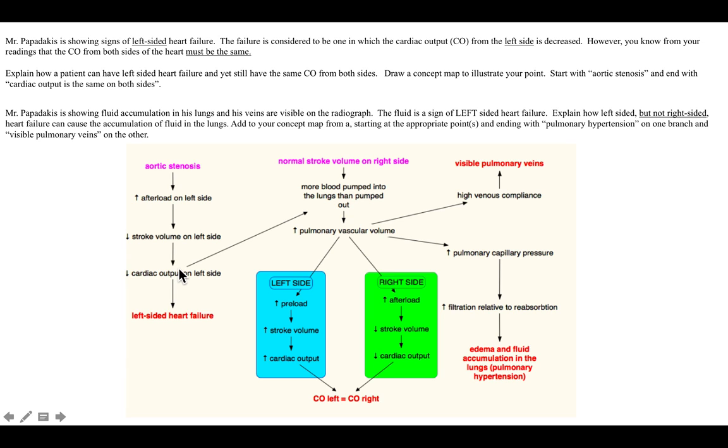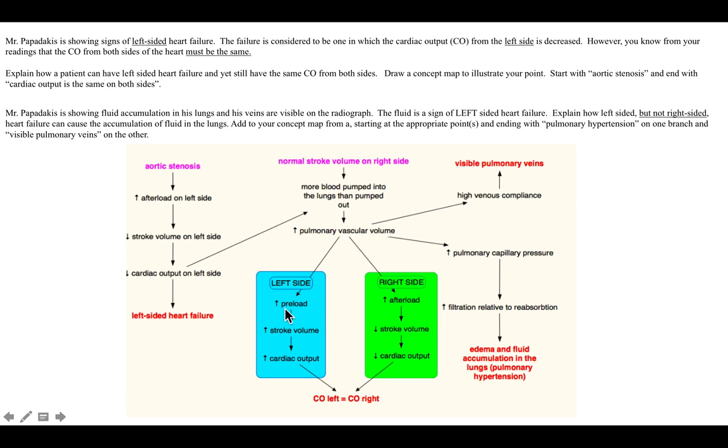And that means that the normal stroke volume on the right is actually pumping more blood into the lungs than you're removing on the left side. So you get more blood pumped into the lungs than pumped out. And what that does is it increases the vascular volume and pressure. So your left-sided failure, your reduced stroke volume on the left side, causes an increased pulmonary vascular volume.